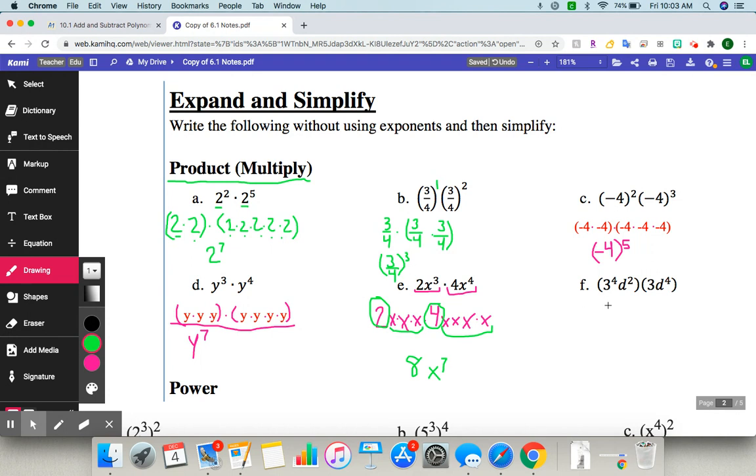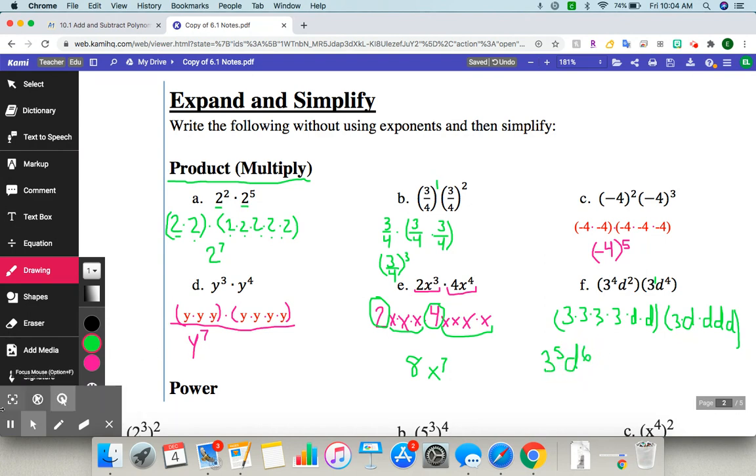In part F, I have 3 factors of 4, 2 factors of D, multiplied by 1 more factor of 3. Again, we could recognize this as an invisible 1 exponent to represent 1 factor, and then 4 factors of D. So I've got 2 different bases here. That gives me a total of 5 factors of 3 and 6 factors of D.